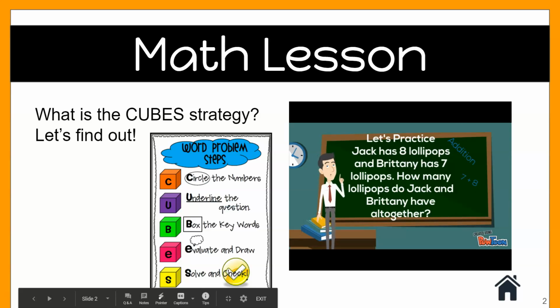Now it's time to perform the last step in the CUBES strategy, and that's the letter S, which stands for solve. If we have followed all the other steps correctly, we should be able to find the correct answer to the question the problem is asking. We do this by solving the number sentence we came up with in the previous step. So what is 7 plus 8? 15, that's right. Congratulations, you've solved the problem correctly.